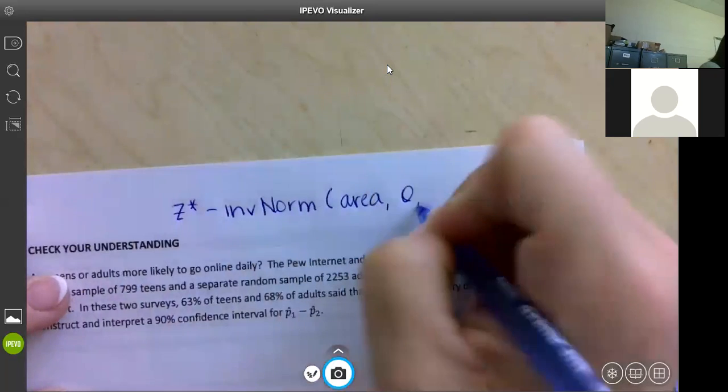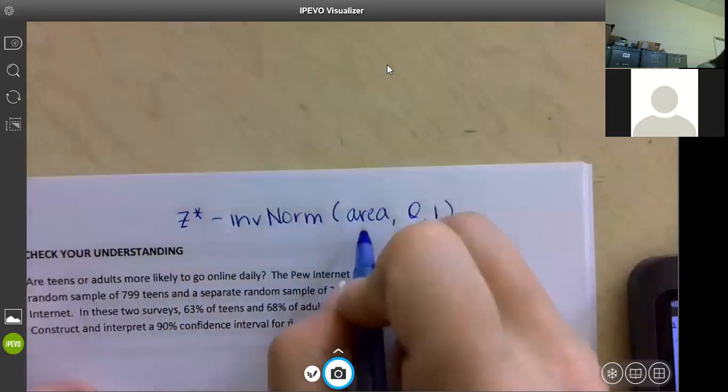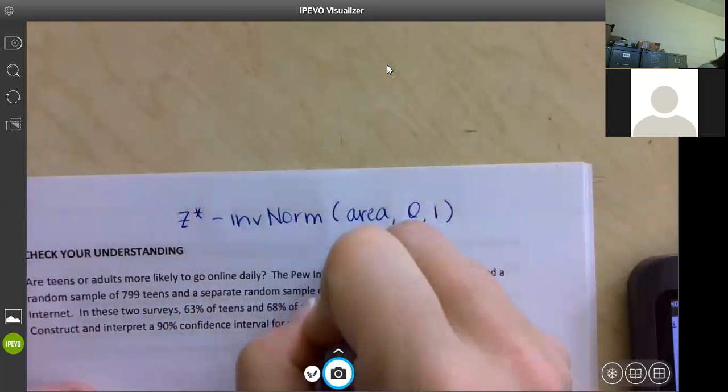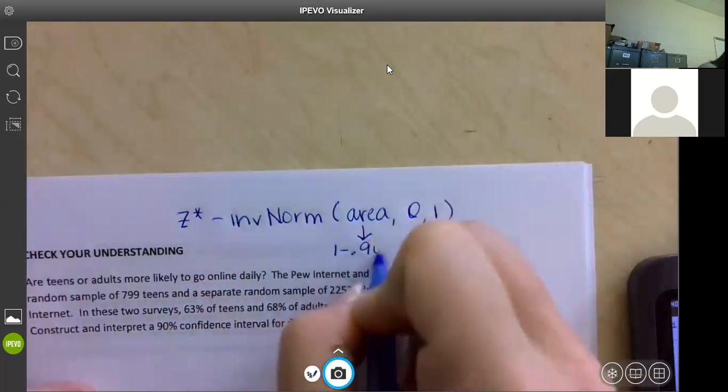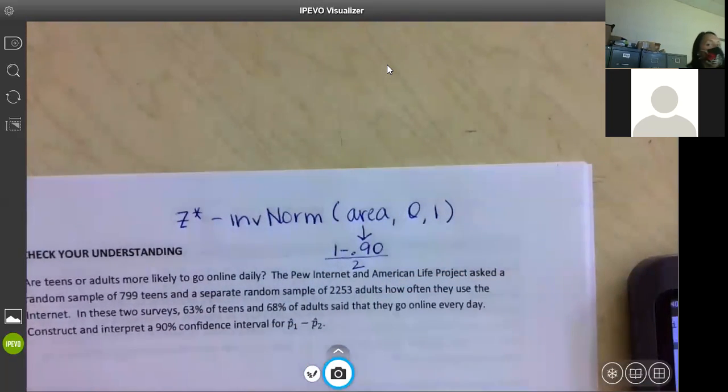The area is between 0 and 1, because we're doing Z, so we're standardizing. How do we get the area? It's 1 minus whatever our confidence is, divided by 2. So that's just a reminder of how to get that Z-star in case they give you something weird. We can always remember 95, and that's typically what they'll use. Sometimes they'll throw in 90, so you need to make sure you know how to get that.